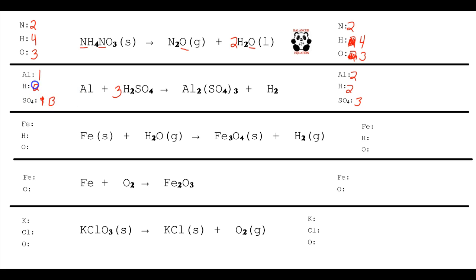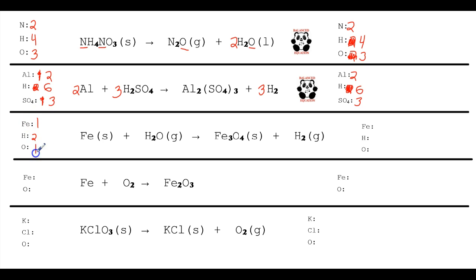I'm going to do that. That's going to change my sulfates to 3 and my hydrogens to 6s. So I have 1, 6, 3 on the left, 2, 2, 3 on the right. I'm going to fix those hydrogens by putting a coefficient there. That's going to change it to 2, 6, 3. All I need to do is fix my aluminum there, and I am now balanced. Same left and right.